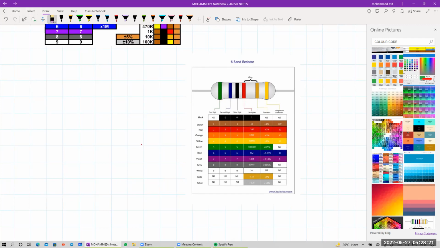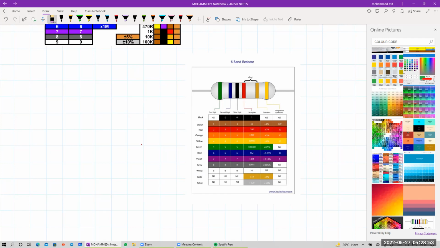This is color coding. The first two digits will always represent digits. This is the first digit, second one is the second digit, third digit, then the fourth one will represent the multiplier, the fifth one will represent the tolerance, and the last one will represent the temperature coefficient. For black, the first digit is nothing, second digit is 0, third digit is also 0, multiplier is 1.